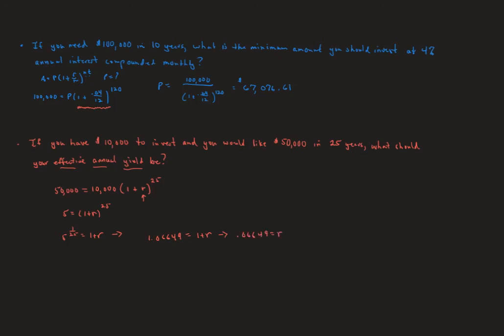0.06649 is the r, and we want to give our answer as a percent, so moving that decimal over twice is going to give us 6.649%. So we need 6.649% effective annual yield, however we can manage that, in order to turn our $10,000 into $50,000 in 25 years. All right, very good.